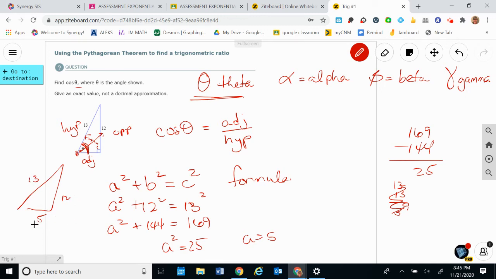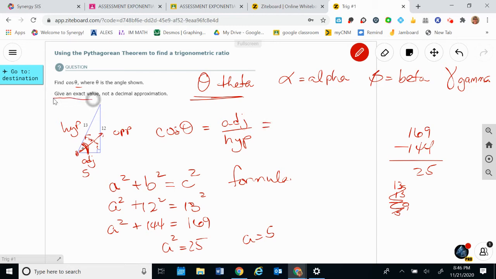So if you have this side is 5 and the hypotenuse is 13, you kind of know the other side is 12. But if you don't memorize it, it's okay. You can always do the calculations. Okay, so a is equal to 5. So now we have the adjacent side, and now we can figure out the cosine.